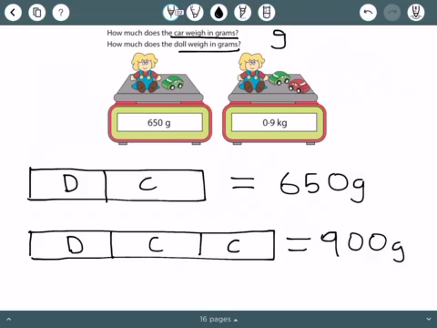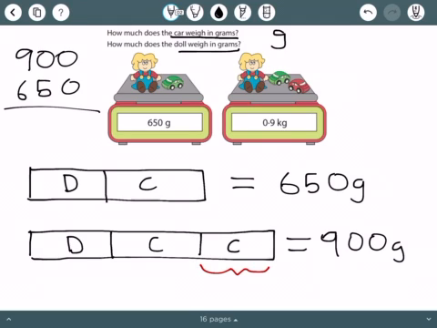So the difference between those two is what we want to find out. It's the car. If we find the difference between the two masses, we will be able to find out the mass of the car. So, let's do it over here. Let's do the difference. We've got 900 grams, take away 650 grams.